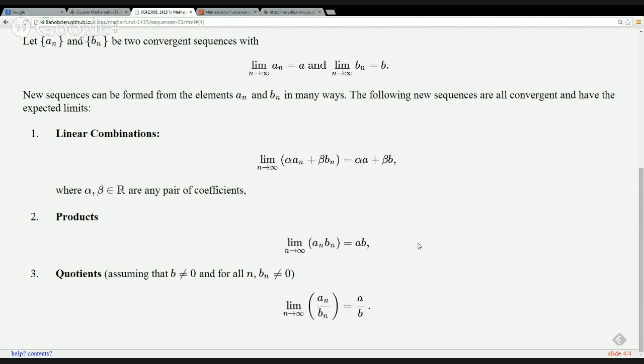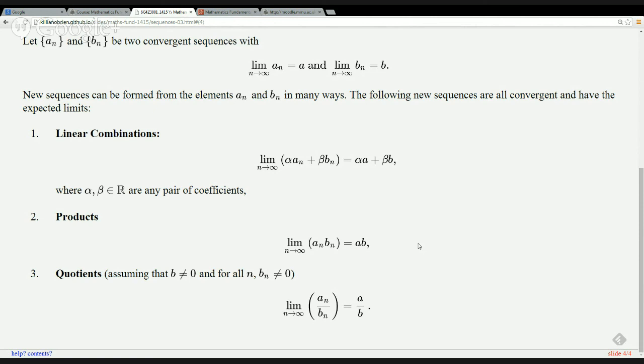Oh, but there's my absolute value of bn minus b. Because the absolute value of a quotient is just the quotient of the absolute values. I can write this like this, and this here is the absolute value of bn minus b. There's the thing that I can control. So if someone shoots an epsilon at me, I know I can make this as small as I want. I can make the top part as small as I want.